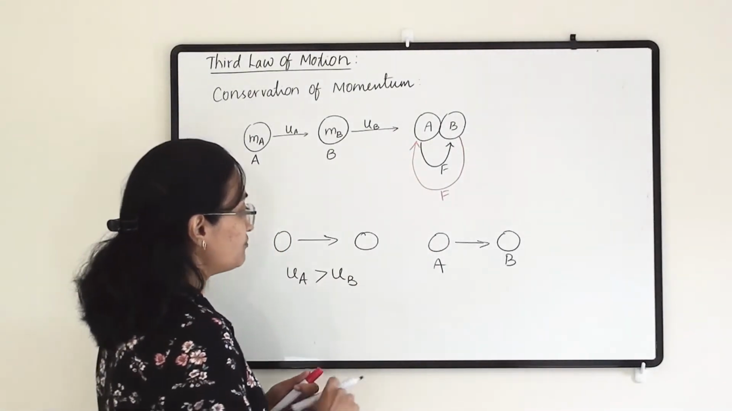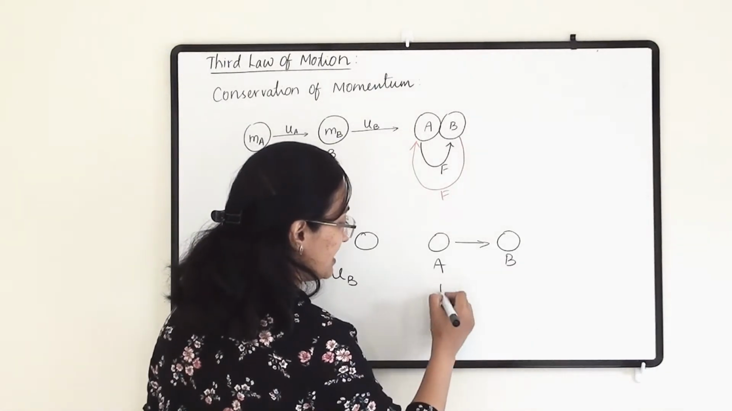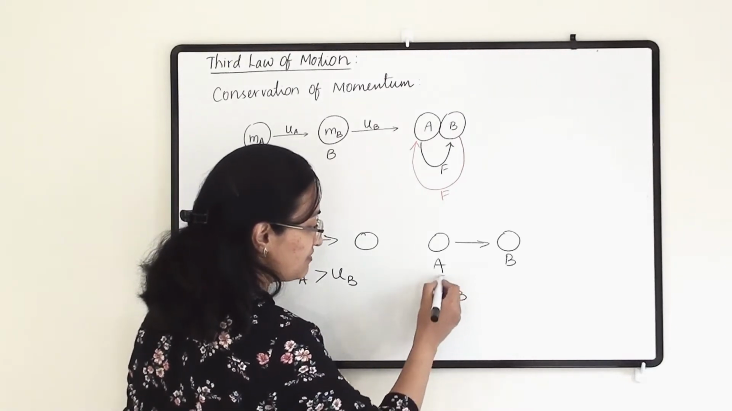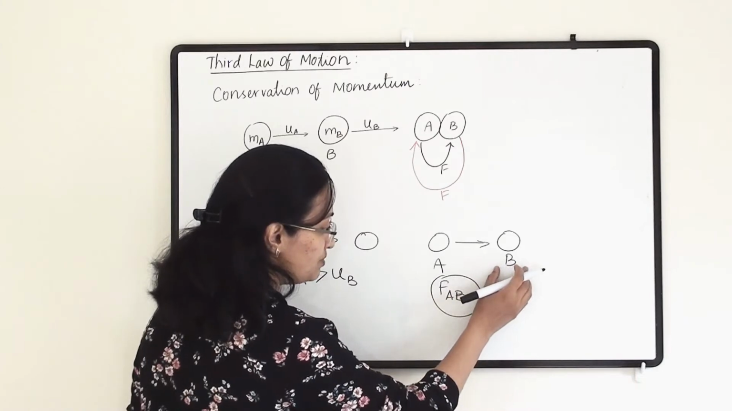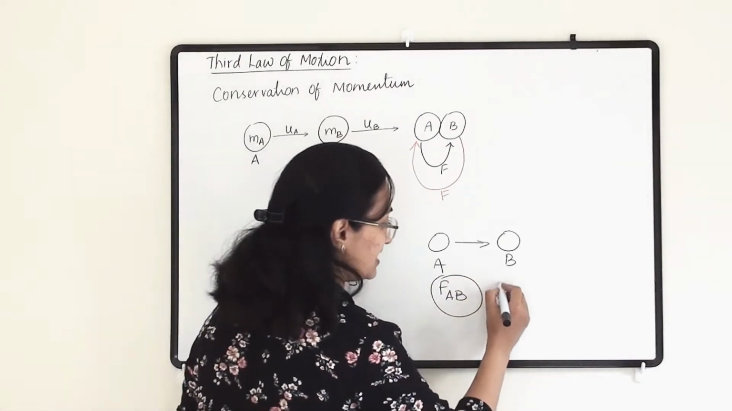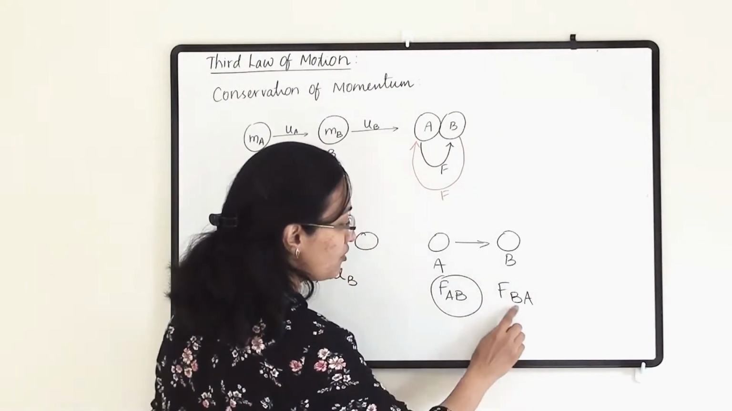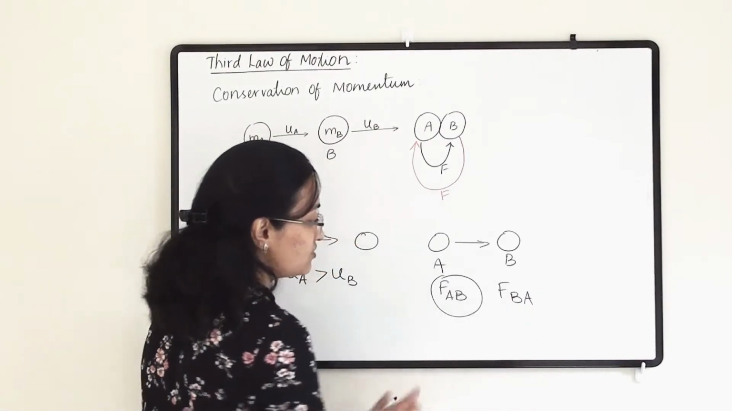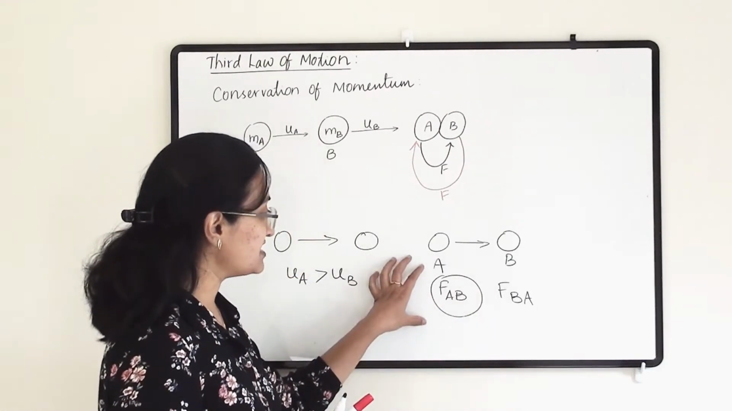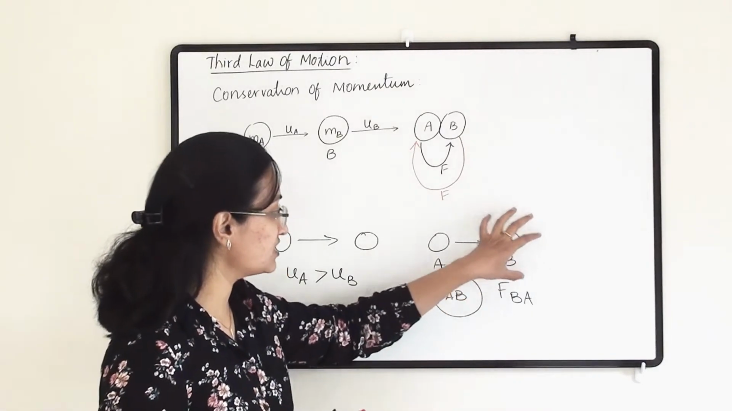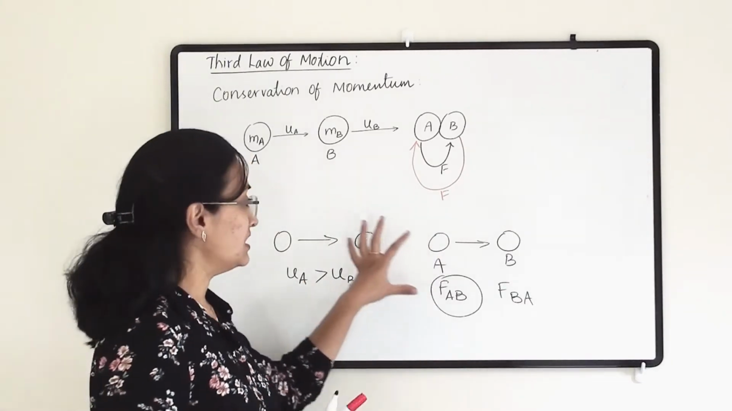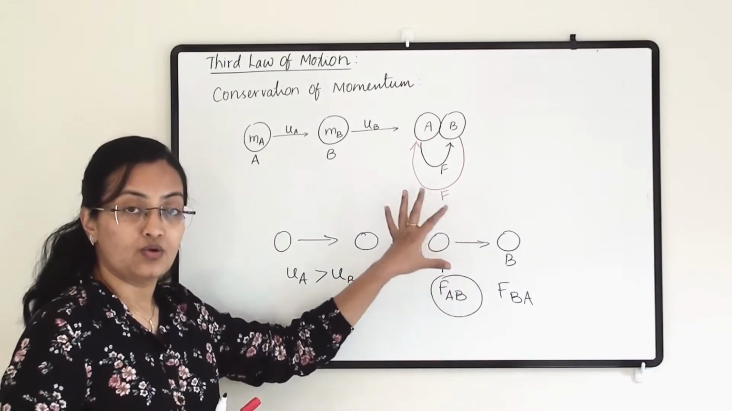Whatever force A applies on B, I am writing as FAB, because A has applied force on B. That is my first force, applicable to object B. Now B is in turn also applying some force on A. That is my FBA, the force that object B has applied on A. So there will be two forces, FAB and FBA. Now let us understand what the result will be.